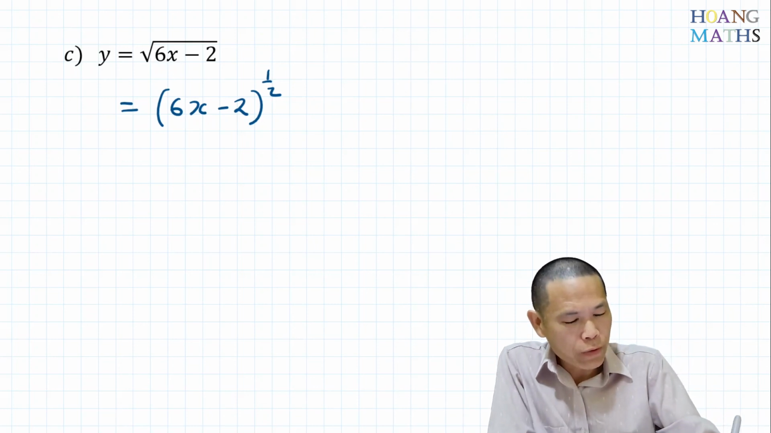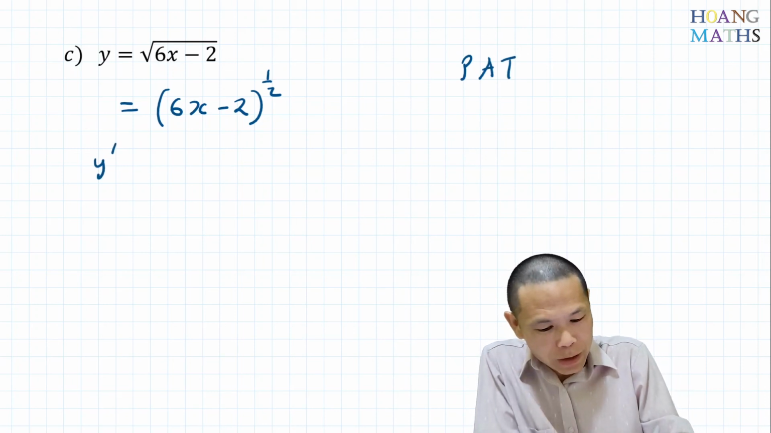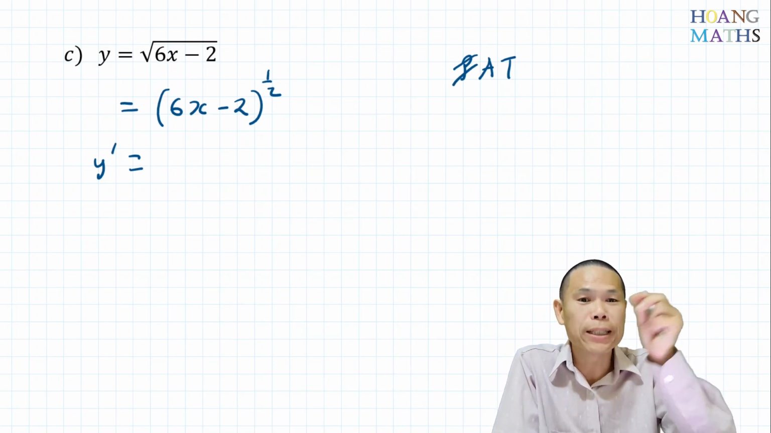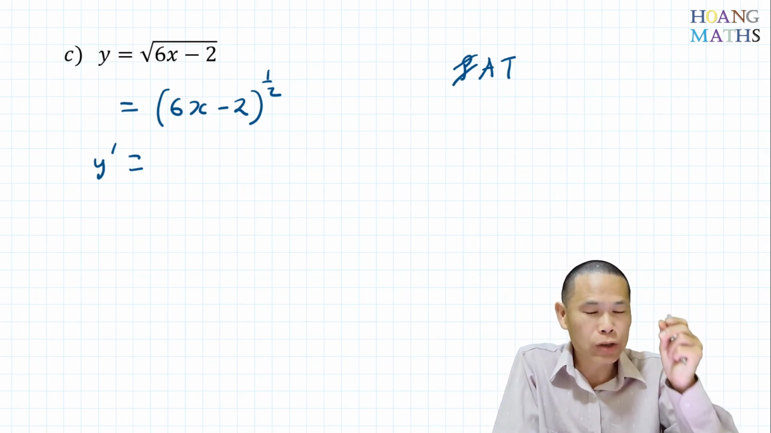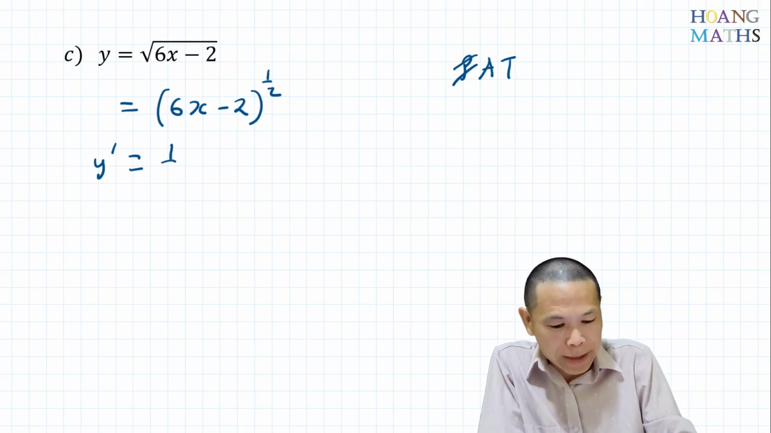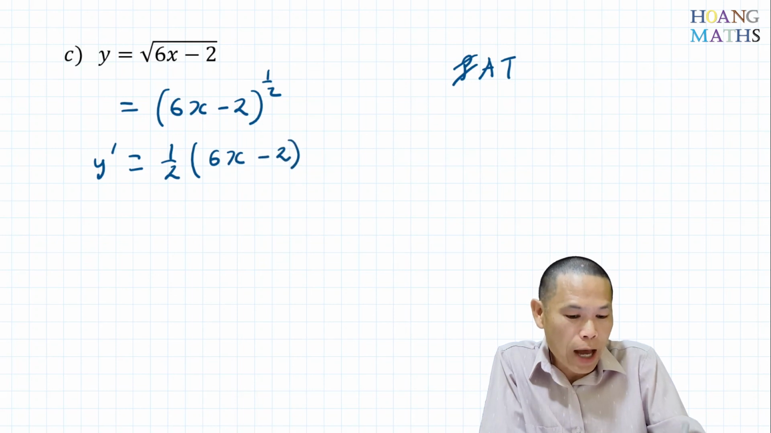So we write power, angle, trig. y dash, we do the power first. The power is a half. We bring it down and then we take away 1. A half minus 1 is negative half. So the half we bring down, and that becomes 6x minus 2, to the power of a half minus 1, which is negative half.